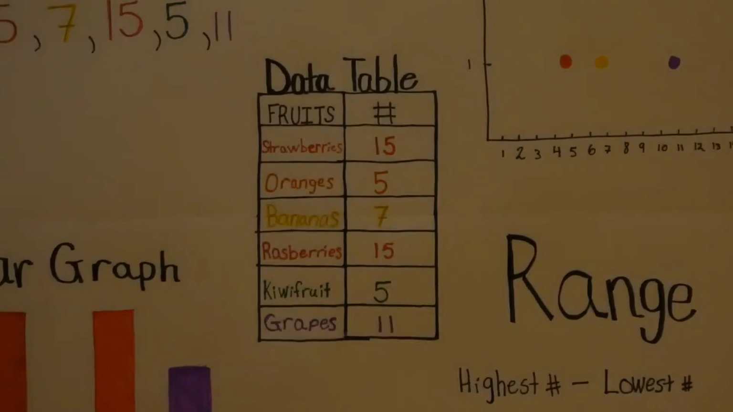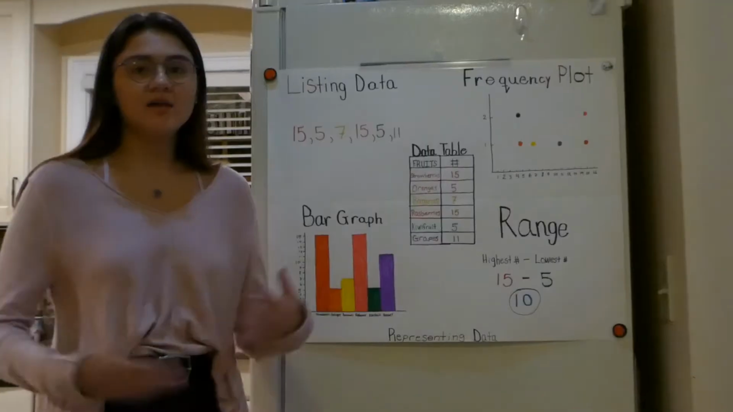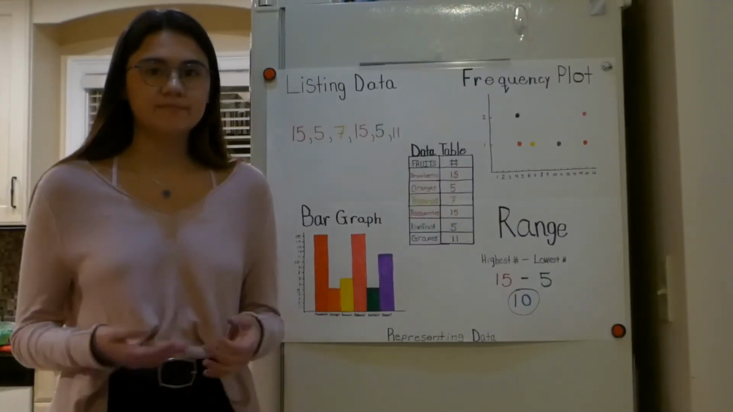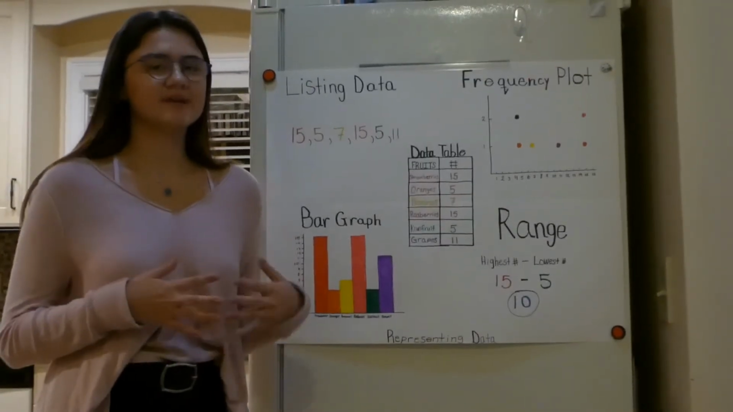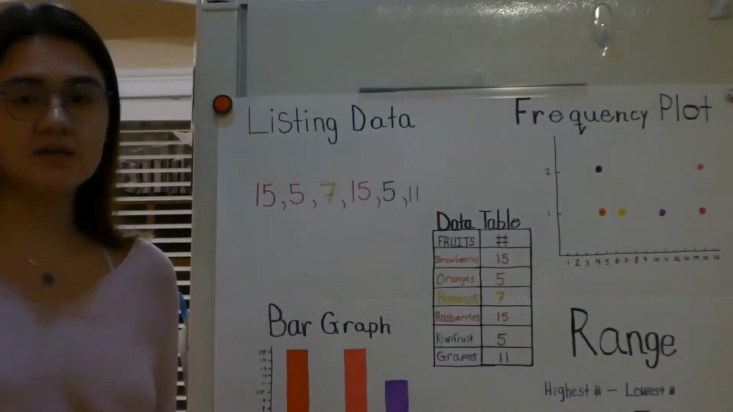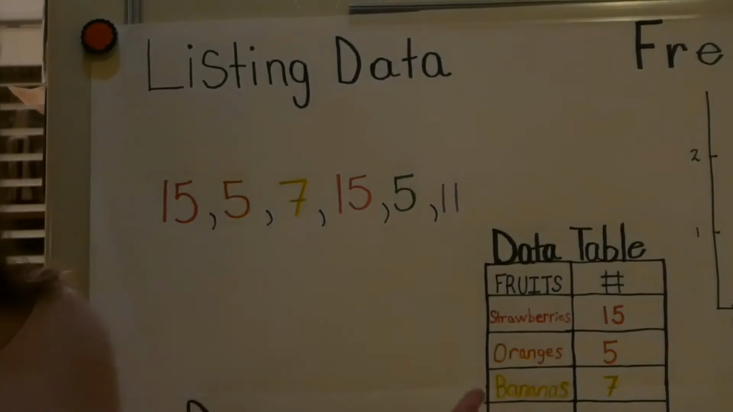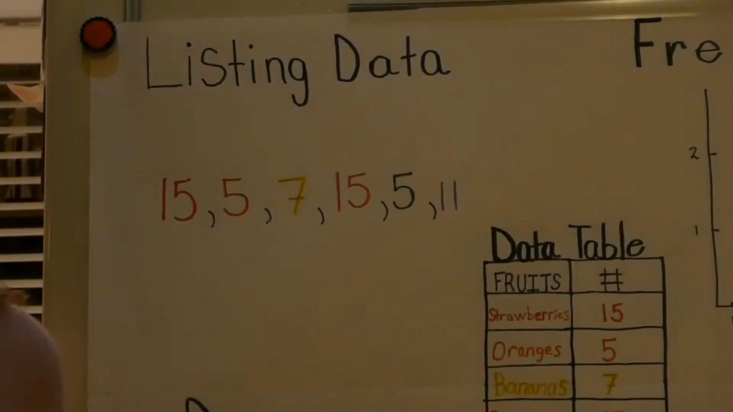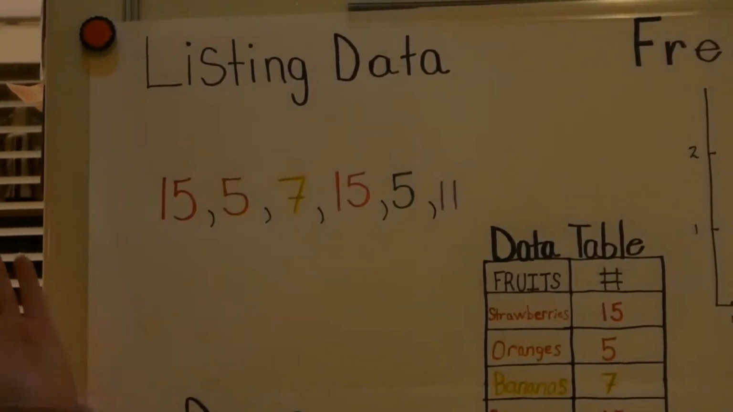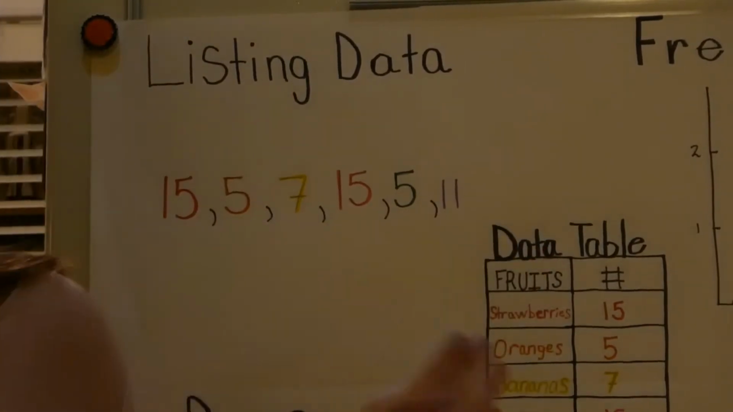Now let's see how many of each we have. We have 15 strawberries, 5 oranges, 7 bananas, 15 raspberries, 5 kiwi fruits, and 11 grapes. Another way to represent data is by just listing it. It's very straightforward. You basically take the numbers from your data and list them in a straight line. Remember your commas, because if not, we won't know if it's all one number or different ones.